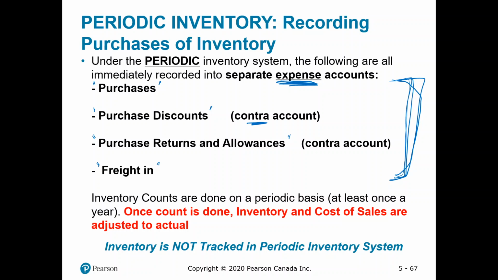Okay, so this type of system, they're all recorded in these separate accounts. And then as it says here, at the end of the year, or at least once a year, it may be done more often, but an inventory count would be done. And at that time, you actually know your ending inventory amount. And therefore, you adjust this inventory balance to actual, which also will adjust your cost of goods sold.